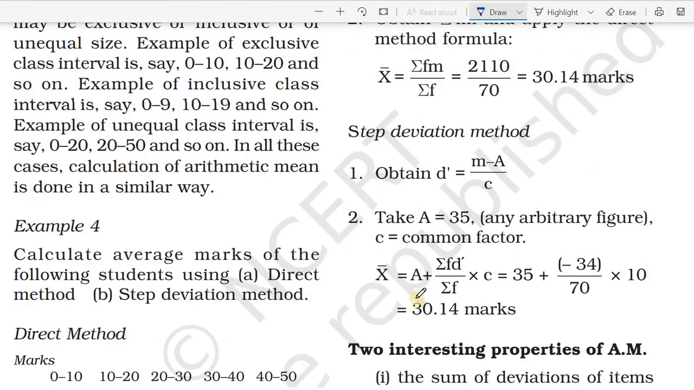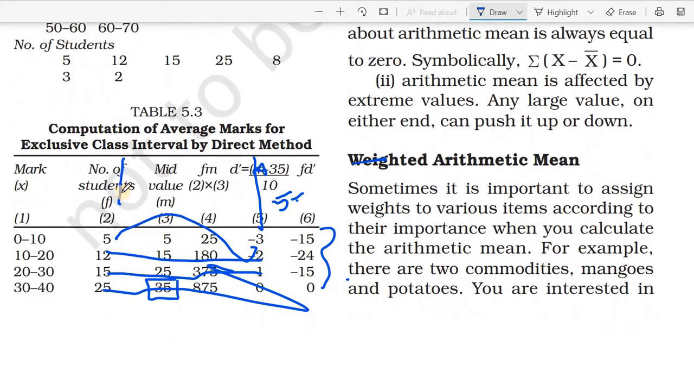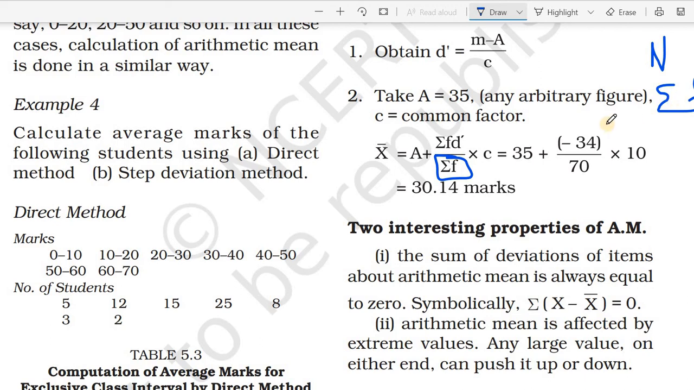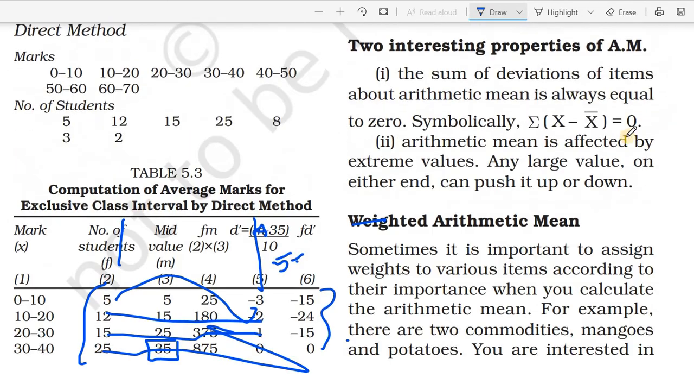Then we need to apply the equation. Here instead of n they mentioned sigma f. Sigma f means total of n, we are taking the total of frequency. We can symbolize it through n also or through sigma f. Sigma means we know it is the total of frequency. Then sigma fd dash, we got the answer minus 34.